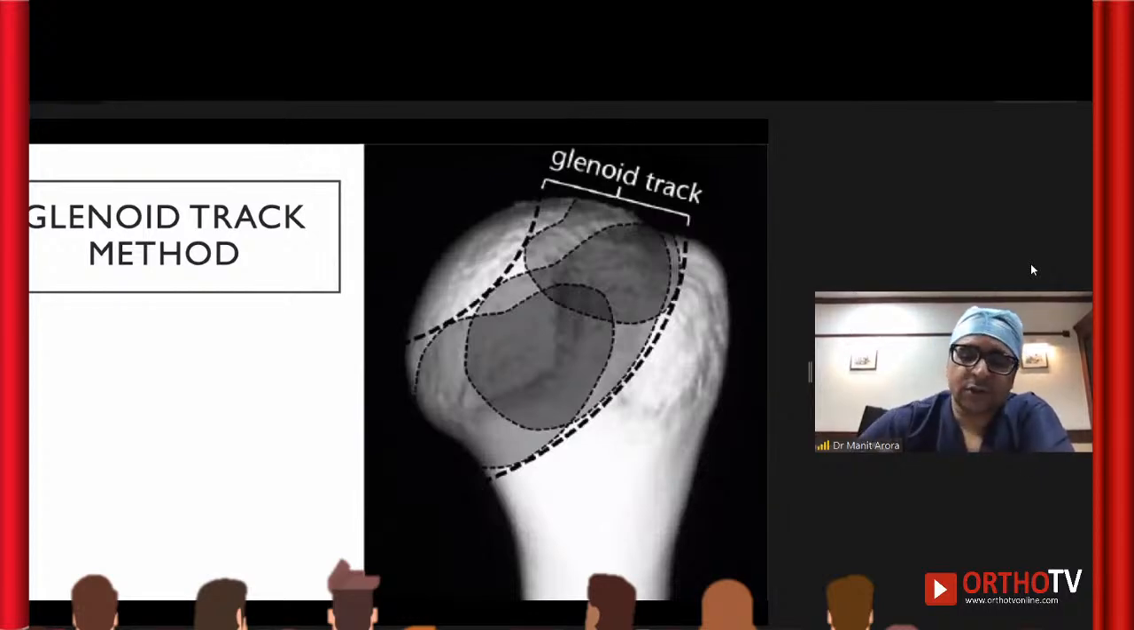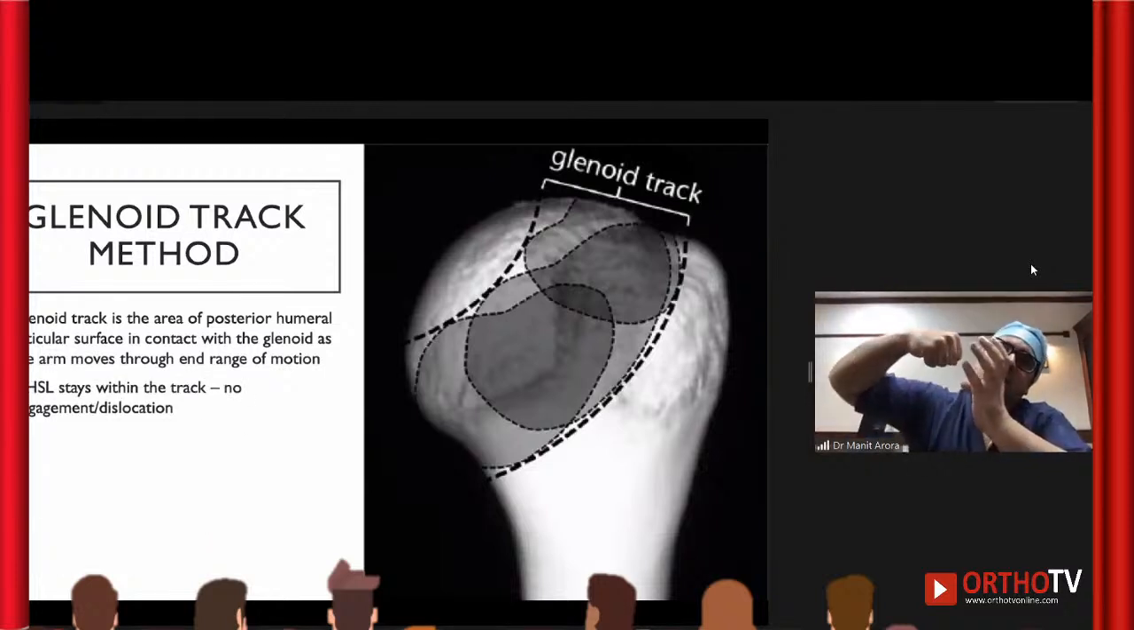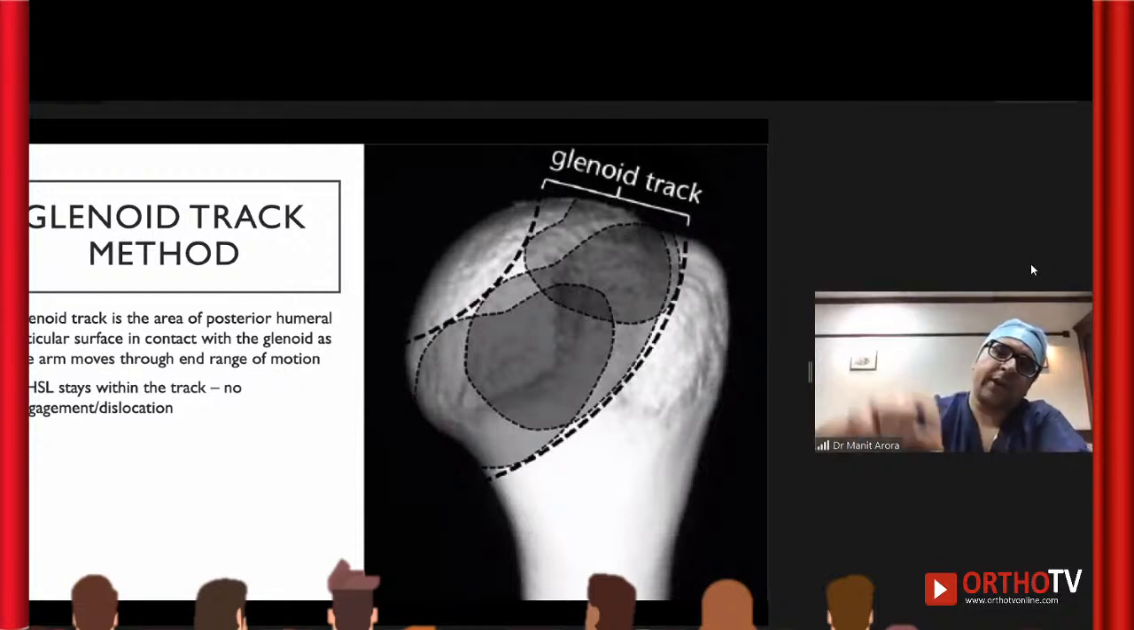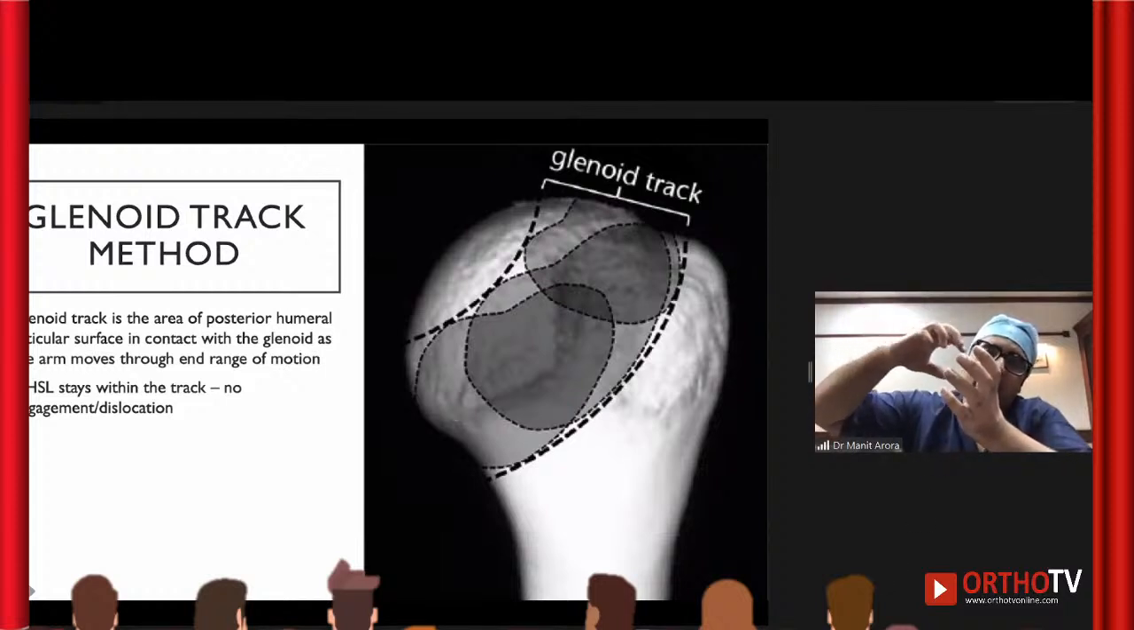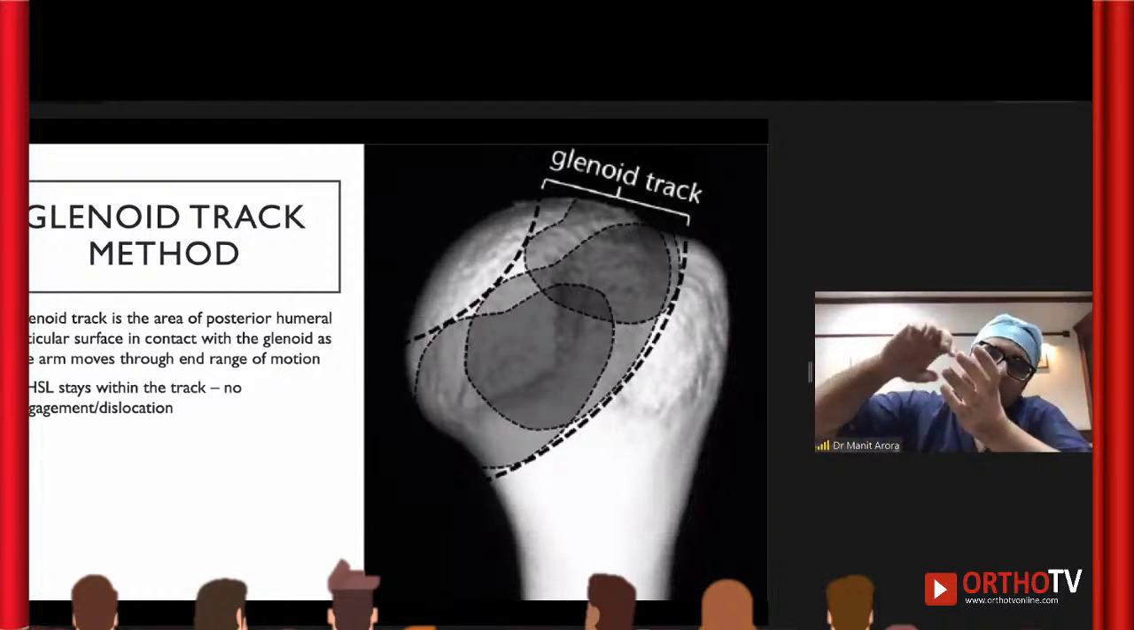So now everyone's talking about the glenoid track, and it's a very nice and neat way of doing things preoperatively. The glenoid track is basically an area of the posterior humeral articular surface that comes in contact with the glenoid as the arm moves through the end range of motion. When our humeral head is rotating into that end range of motion, there's a stripe wear on the humeral head, which is the glenoid track, the part of the humeral head which comes into contact with the glenoid.